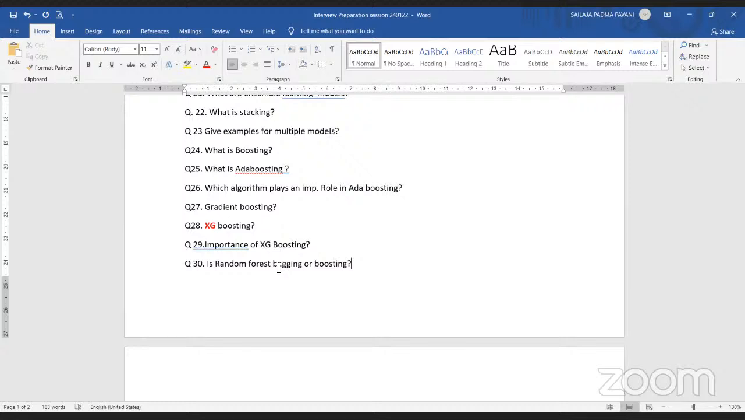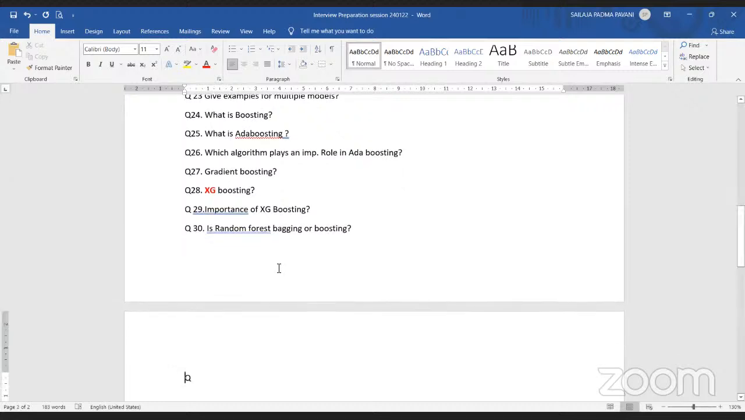Okay. Another very important question: what is the difference between bagging and boosting? Here we are discussing bagging and boosting, right? Now my question is, what is the difference between bagging and boosting? Ensemble techniques.